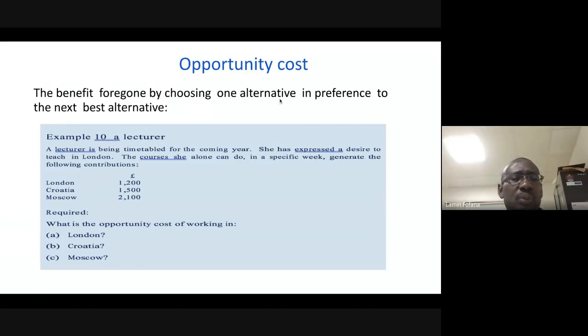So the opportunity cost of working in Moscow will be what?